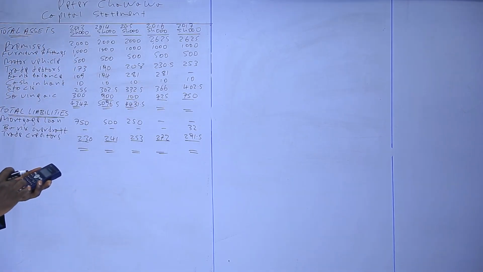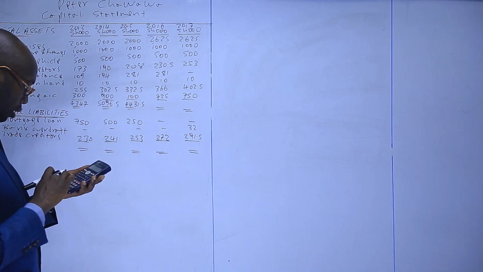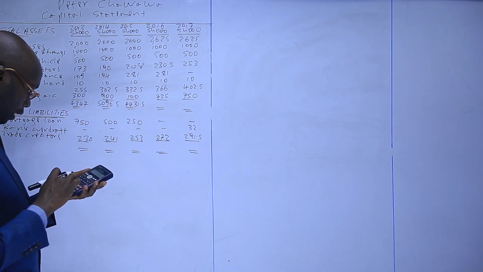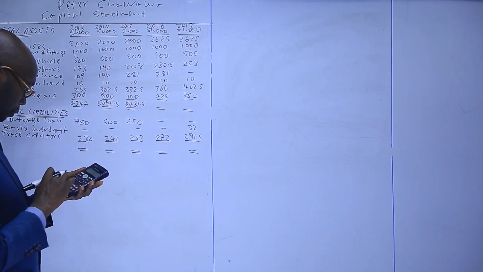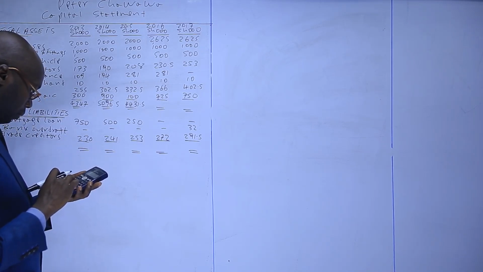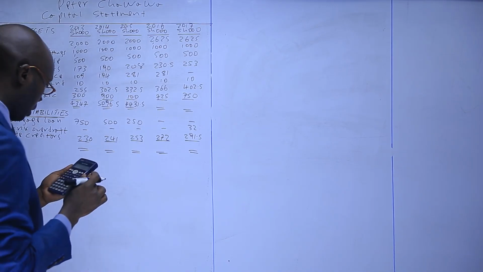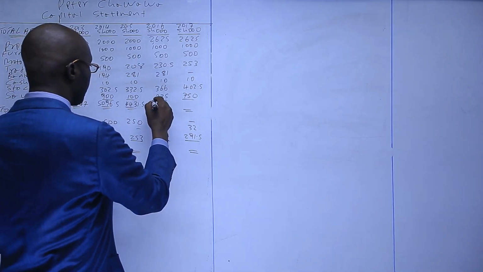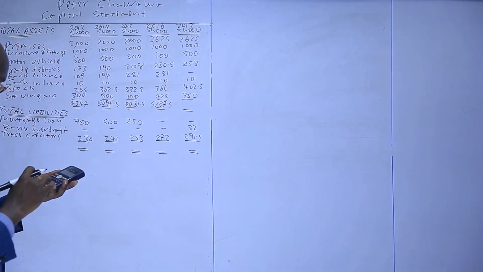The other one is 2625 plus 1,500. This is already 1,500 plus 230.5 plus 281 plus 10 plus 366 plus 725, giving us 5737.5.